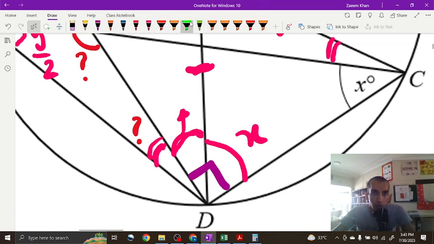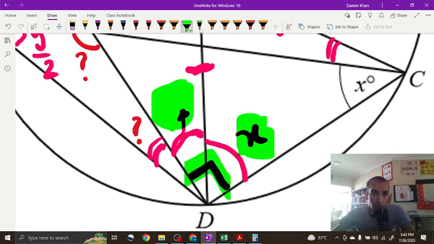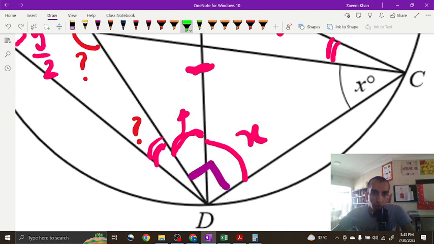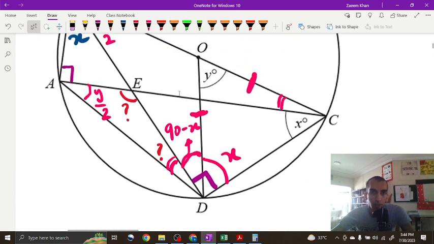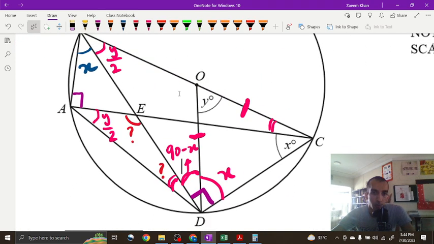Rida, if this angle was, let's say, 50 and this entire angle was 90, how much would you say this angle is? 40. So what did you essentially do? You subtracted, or you took away x from 90. Yeah. That's 90 minus x. What other thing can help us?